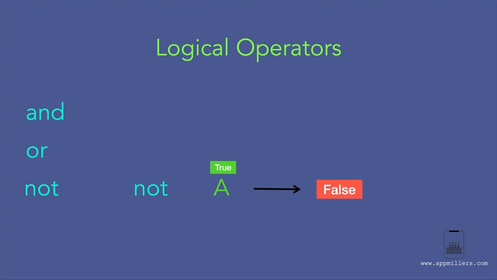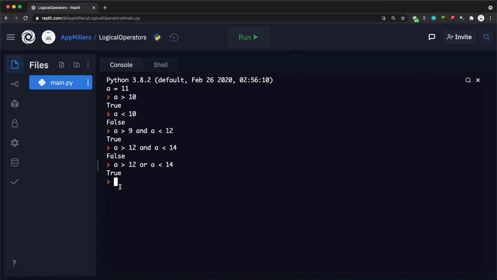So in this case, if A is true, the output will be false, because the NOT operator reverses any condition over here. So for example, if I write not A is greater than 12 and hit enter, you see that it's returning true, because A is not greater than 12. So this condition is false, and by using the NOT operator, it's going to return true.